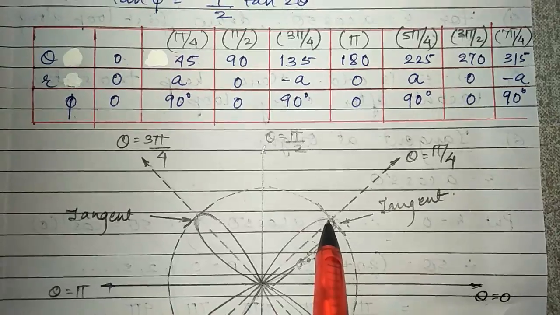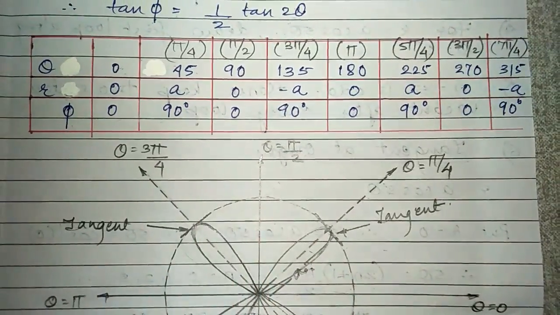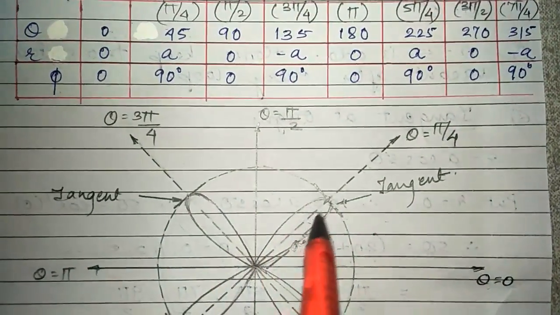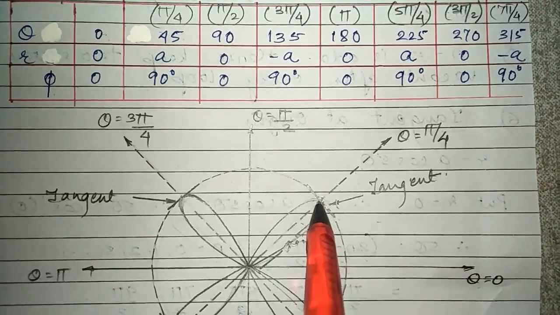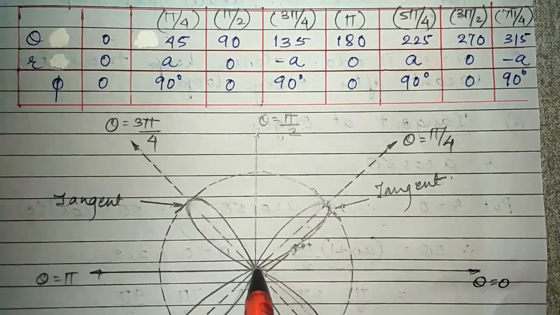From pi by 4 to pi by 2. Now at pi by 2 the value of r is 0. So the value will decrease from a to 0 here.